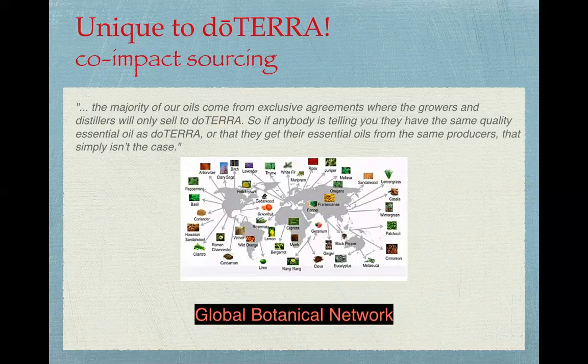So the majority of our oils come from exclusive agreements where growers and distillers will only sell to doTERRA. So if anyone is telling you that they have the same quality essential oil as doTERRA or that they get their essential oils from the same producers, it simply isn't the case. We have exclusive agreements with these farmers.